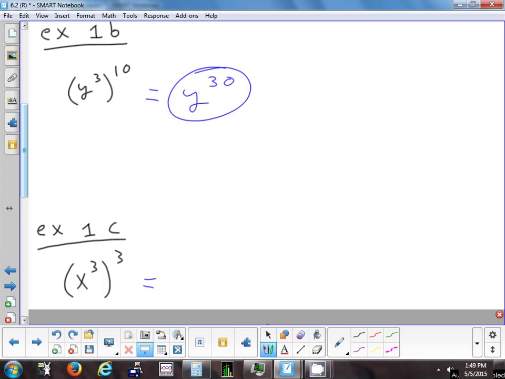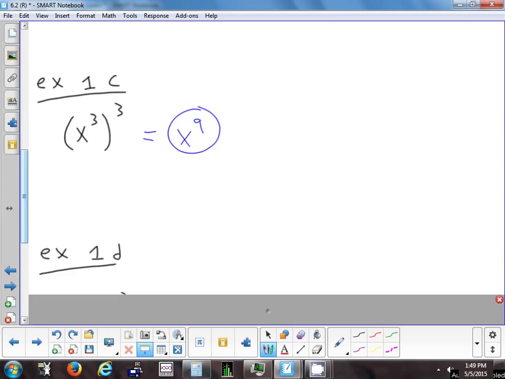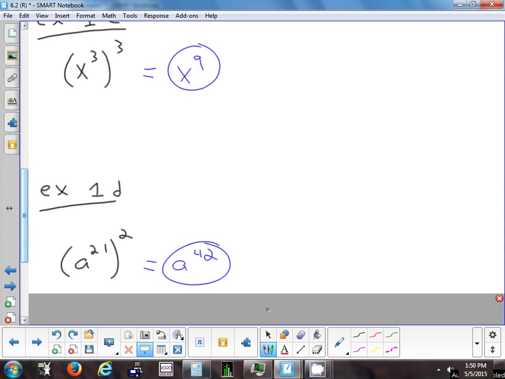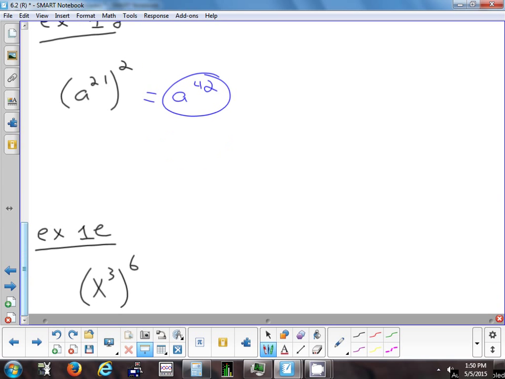X cubed cubed. What's that going to be? X to the 9th. Okay, A to the 21st squared. A to the 42nd. These are the kind of problems that, if you see them on the test, should be quick. You shouldn't be spending a lot of time on these. Okay, X cubed to the 6th. X to the 18th. Good.